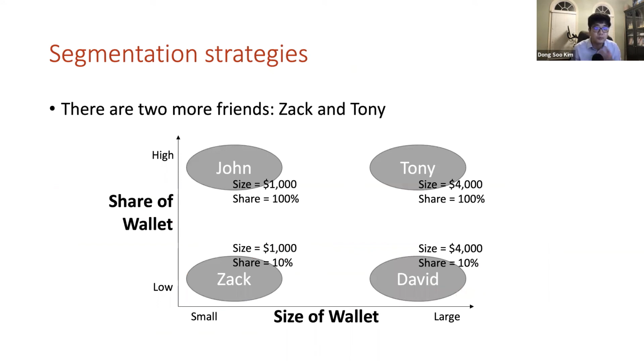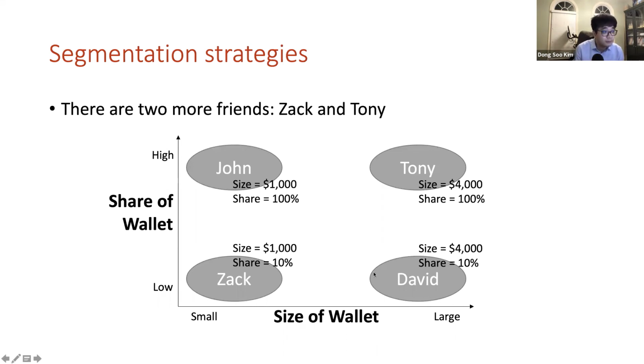The decomposition of profitability provides us with a framework of segmentation. Suppose that there are two more friends, Zach and Tony. And the figure plots all four friends into the two-dimension space of size of wallet and share of wallet. So here, the x-axis stands for size of wallet and the y-axis stands for share of wallet. And John is here. His size of wallet is relatively small, about $1,000, but his share of wallet is high, 100%, meaning he always does grocery shopping at Kroger.